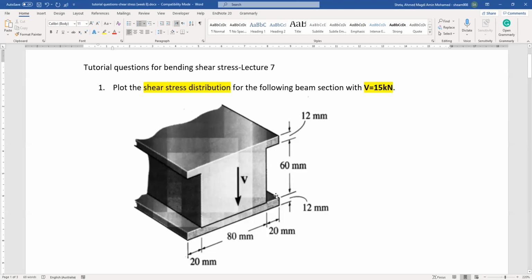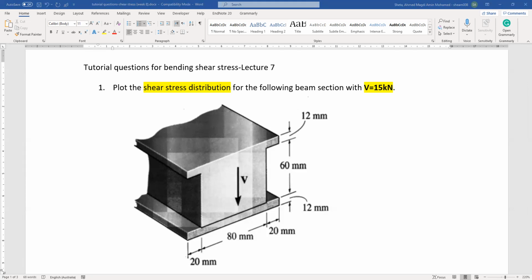Okay, so we have a beam cross section, an I beam. This is the shape of the section, and we have a vertical force V, as you see here, equal to 15 kilonewton. And what we need to do is to find the shear stress distribution over the cross section.